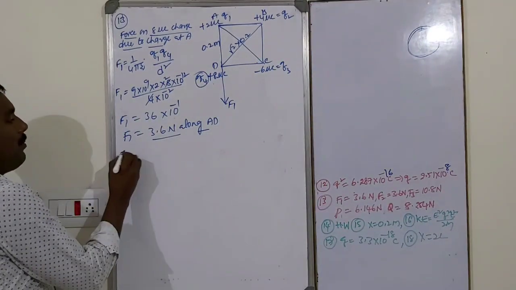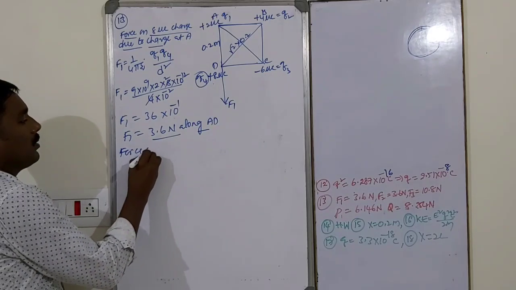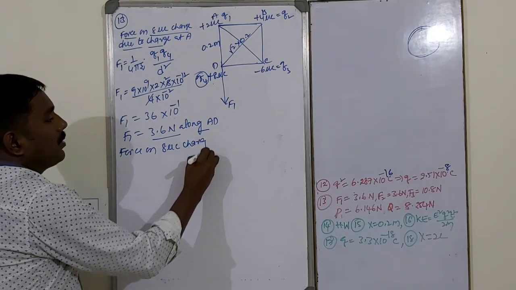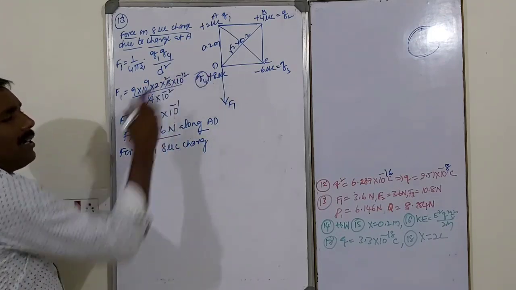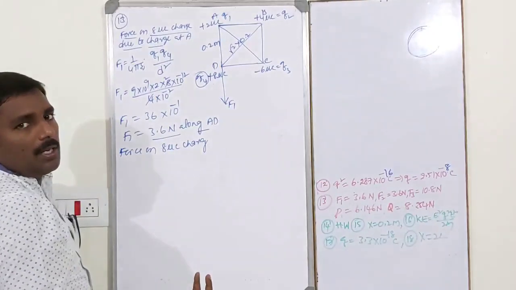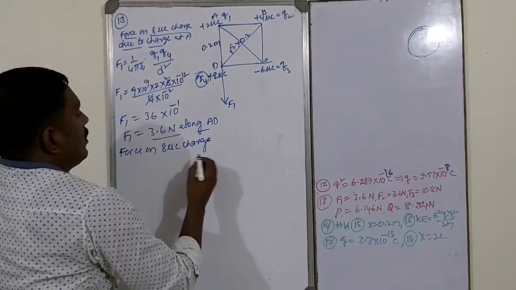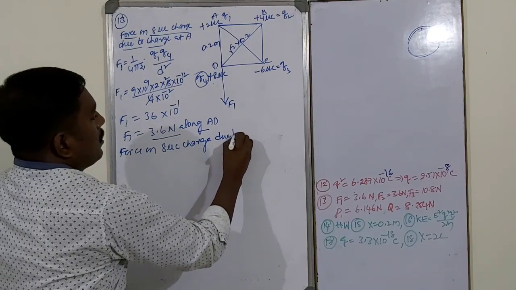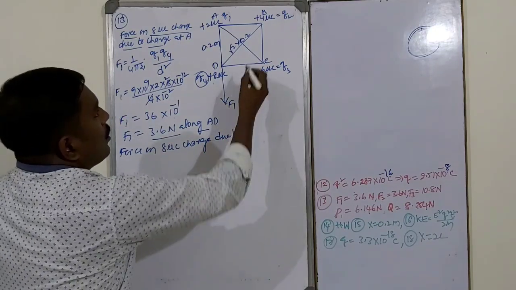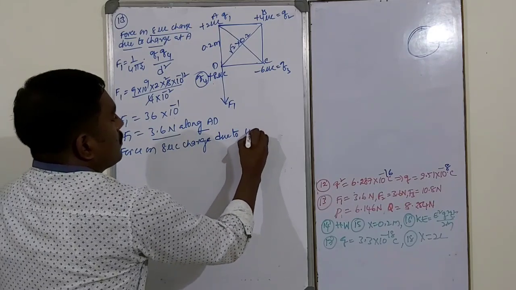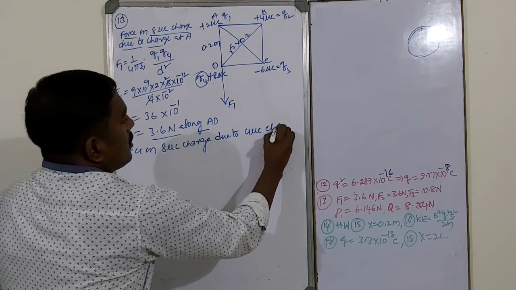Next, the force on the 8 microcoulomb charge at D due to the charge at B, the 4 microcoulomb charge at B.